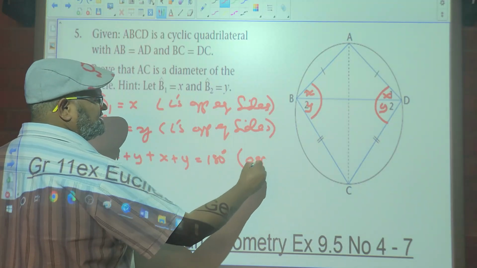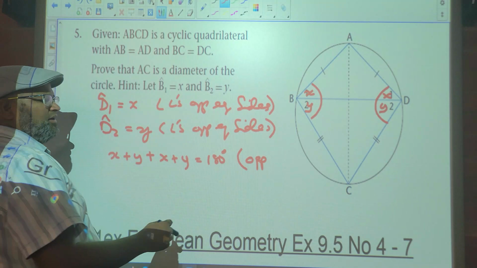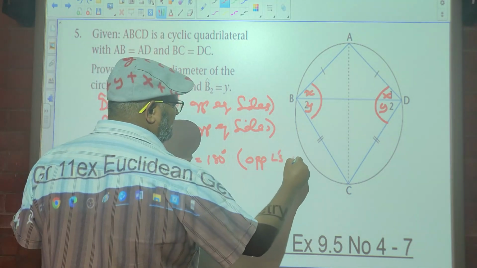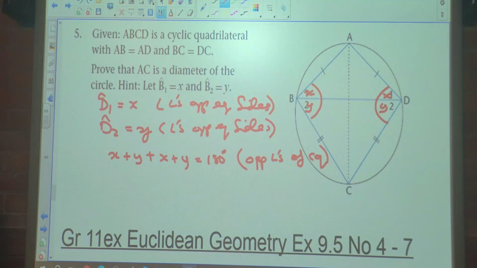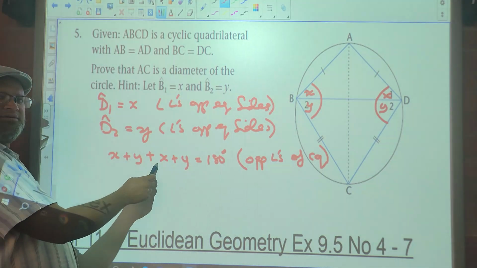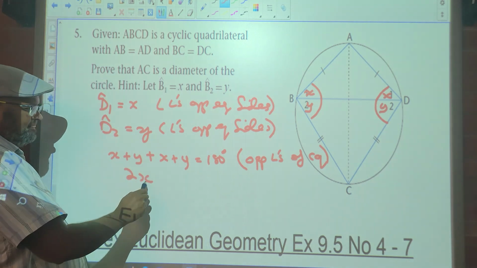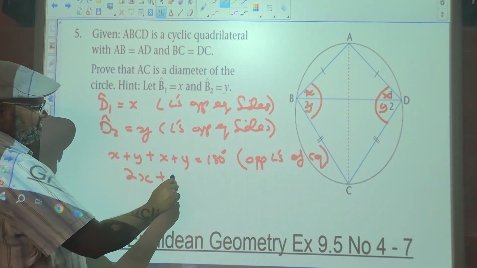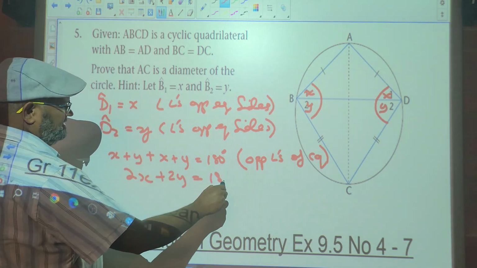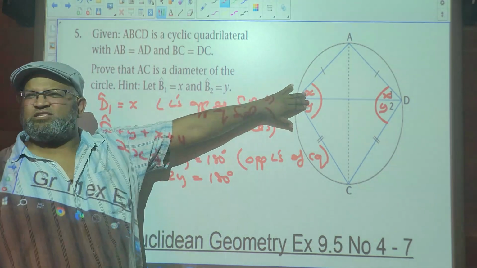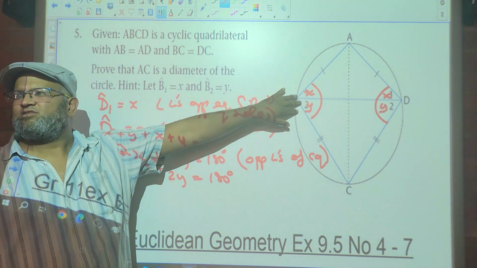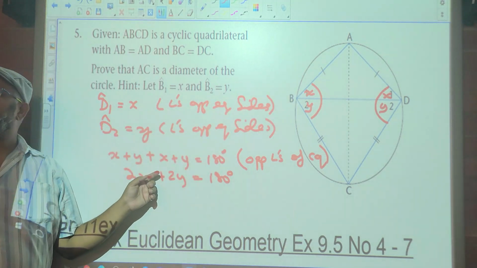Opposite angles in a cyclic quad are supplementary, not equal. What's x plus x? Not x squared. Okay, you guys know that, no? 2y plus 2x equals 180. But what do we have here? x plus y. So how do I get x plus y here?